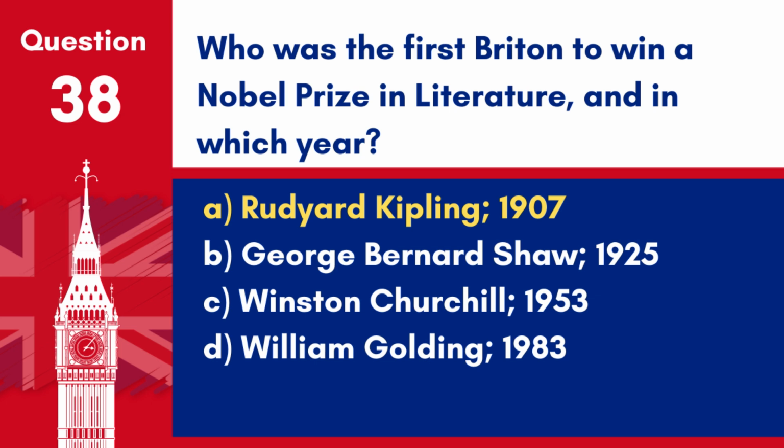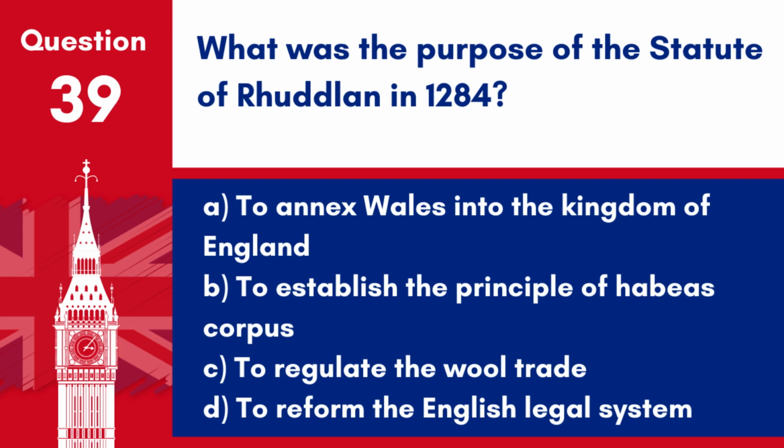Answer: A. Rudyard Kipling, 1907. Rudyard Kipling was the first Briton to win a Nobel Prize in Literature, awarded in 1907 for his writing, including works such as The Jungle Book. Question 39. What was the purpose of the Statute of Puddleham in 1284?